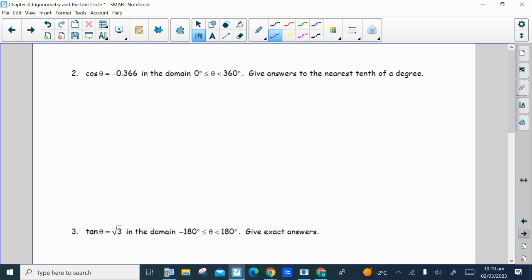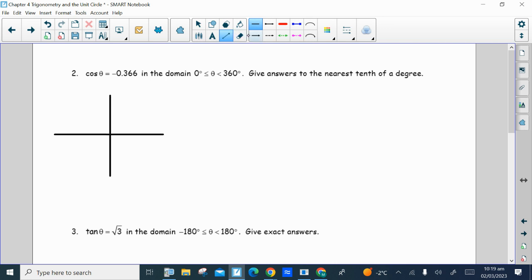So again, we will use our calculator and round our answers to the nearest tenth. But we first start by determining which quadrants our answers could lie in. In this case, the cosine must have a negative value. So if we use our CAST rule, we can see that cosine is negative in quadrants 2 or quadrants 3. There's where our terminal arms will lie, in those 2 quadrants.